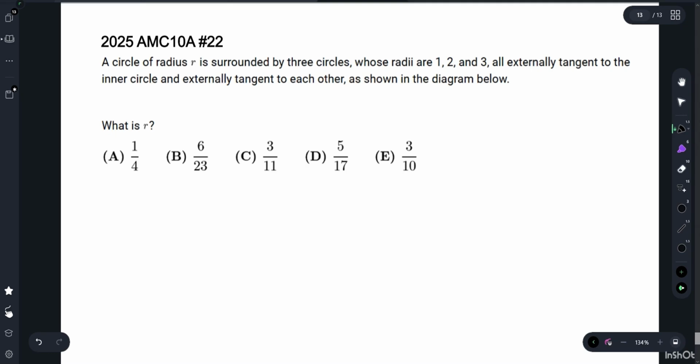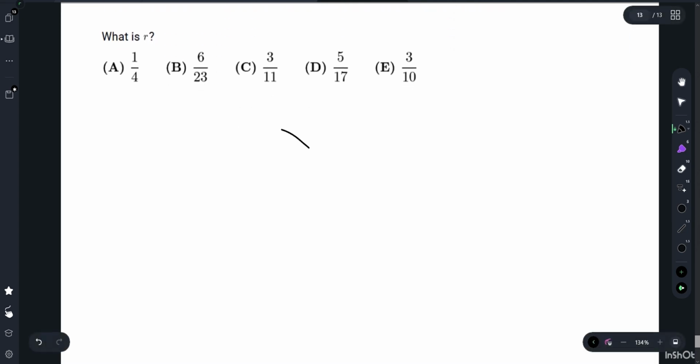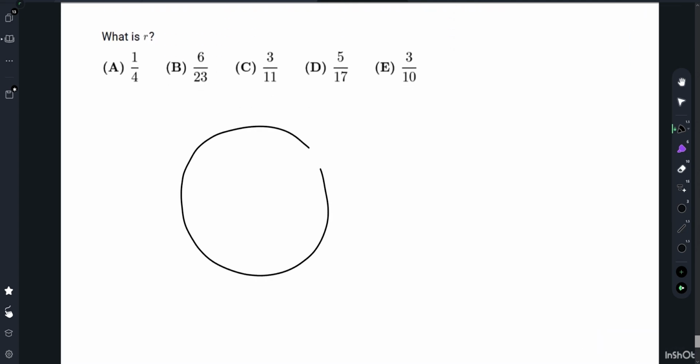Hello guys, so you know, 2025 AMC10A Problem 22. A circle of radius r is surrounded by 3 circles whose radii are 1, 2, and 3, all externally tangent to the inner circle and externally tangent to each other, as shown in the diagram below. What is r? We don't actually have a diagram for this problem, but on the test it was something like this. And obviously the diagram doesn't really matter.